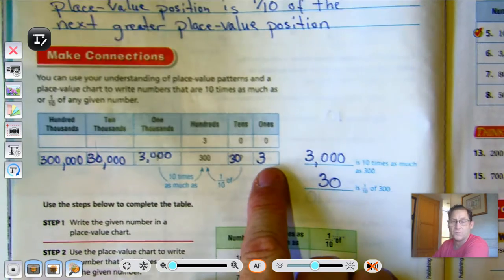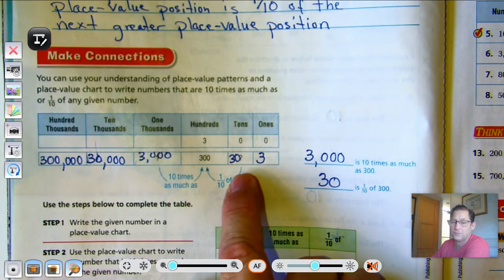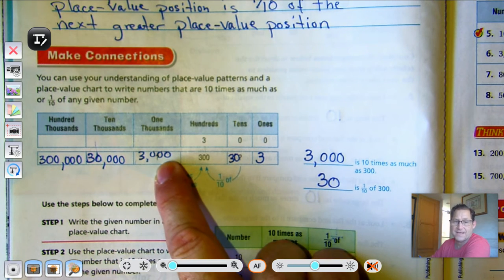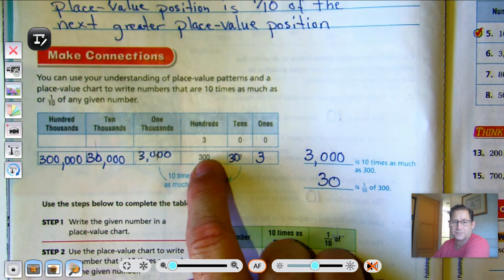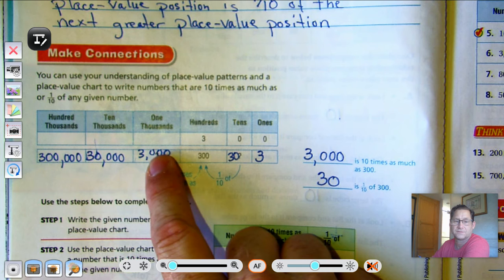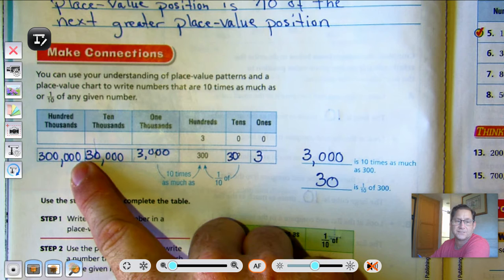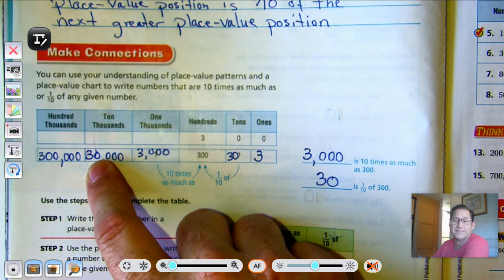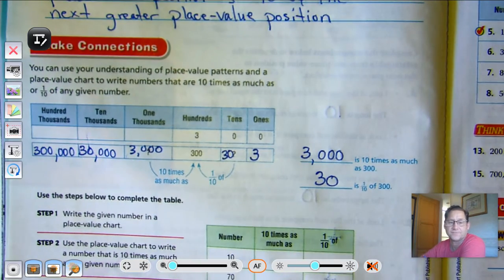So what do we notice also about this pattern then? When I go from smaller place value to the next larger place value, I add a 0, right? I went from tens to hundreds. The only difference is there's a 0 added. Then we went to the thousands. And now we have 3 zeros compared to 2 zeros. We go to 10,000s, there's 4 zeros compared to the smaller place value of 3 zeros. And finally, 100,000s, we added another 0 from the 10,000s to give us 300,000.